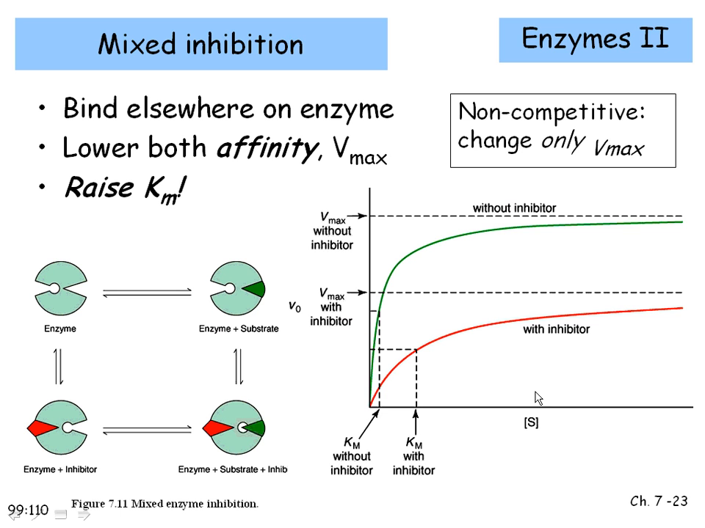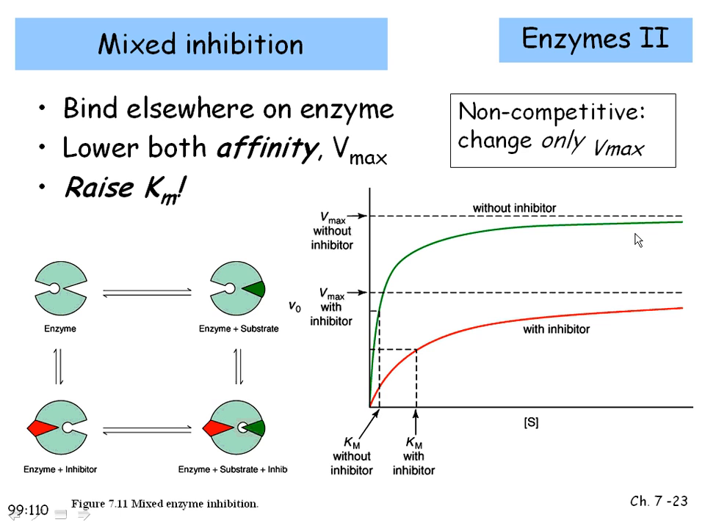Let's take a look at this graph then. Again, we're going to look at a simple hyperbolic curve. So this has a particular Vmax in the absence of inhibitor. It has a particular Km in the absence of inhibitor. It doesn't take very much substrate to saturate it normally, and it chugs along at a nice brisk Vmax.